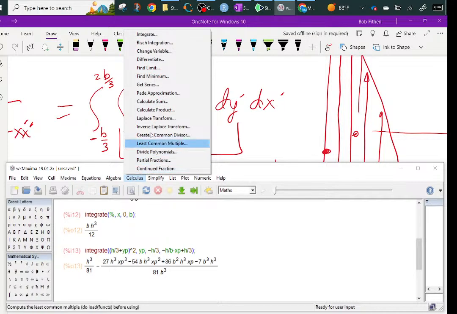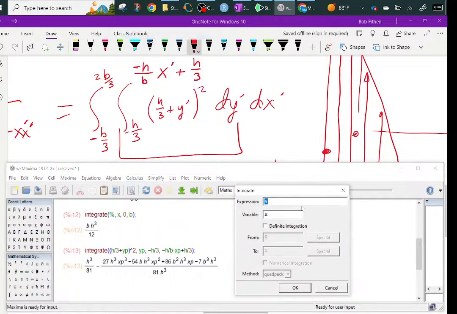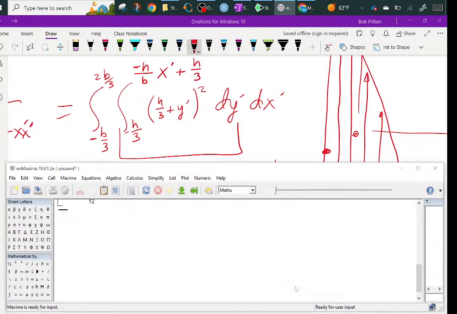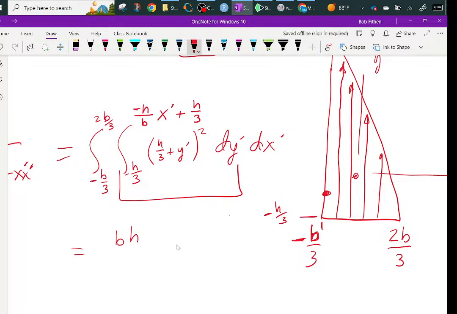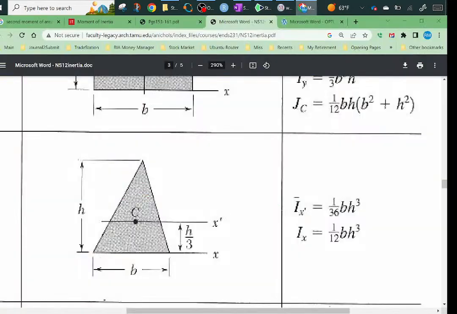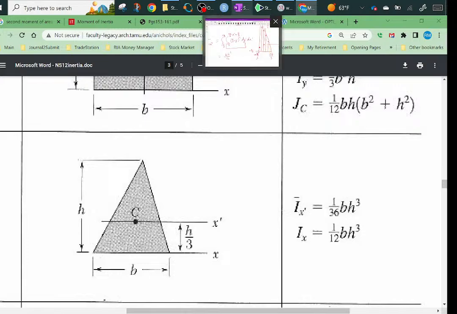The next integral will integrate that equation, variable xp, because you see buried through here is the xp. So I'm going to integrate that definite integral from minus b over 3 to 2 times b divided by 3. And so we get b h to the third over 12. Wait a minute. Okay, so what I got is b h to the third over 12. That's not what I'm supposed to get. What I'm supposed to get is b h to the 3 over 36. So I've goofed somewhere.